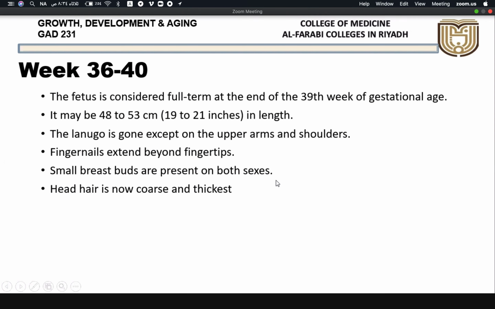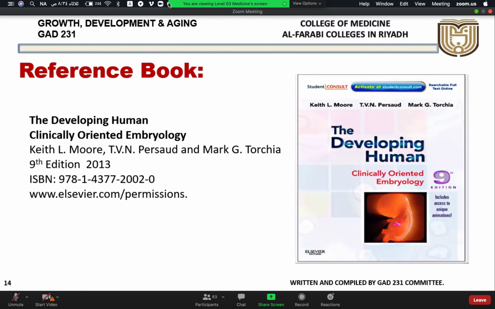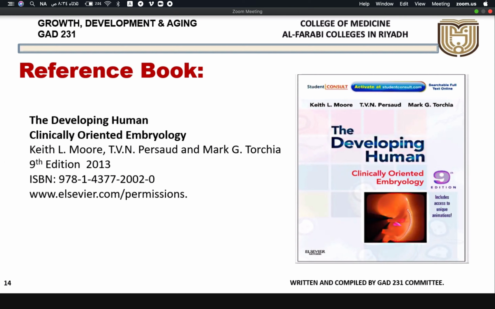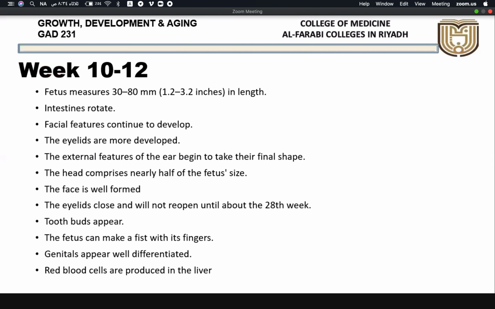Okay. Then the head hair is now coarse and thickest. Now the head hair, so all other parts of the body, the lanugo hair has disappeared, but on the head, now they are much stronger, thicker and longer. Okay, this is the stage when the fetus is ready to deliver. So when it delivers, that is called the newborn. So these are the different stages which are important. So I will just give you some important things.